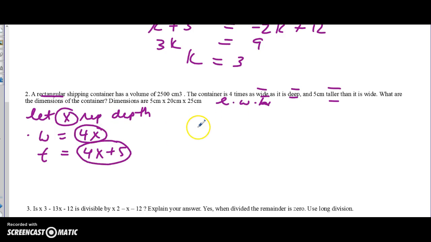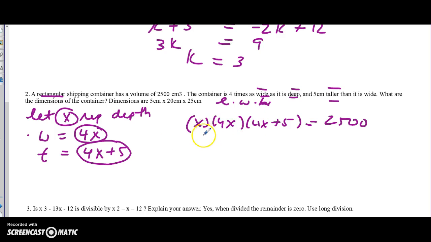So when you multiply them, it doesn't matter, like I said, if you call length with height or whatever, but I know that I'm going to multiply x times 4x plus 5. And that is going to be equal to 2,500. So I was doing this with my grade 11s today. When you have something like this and it's not equal to 0, you need to expand and then rearrange.